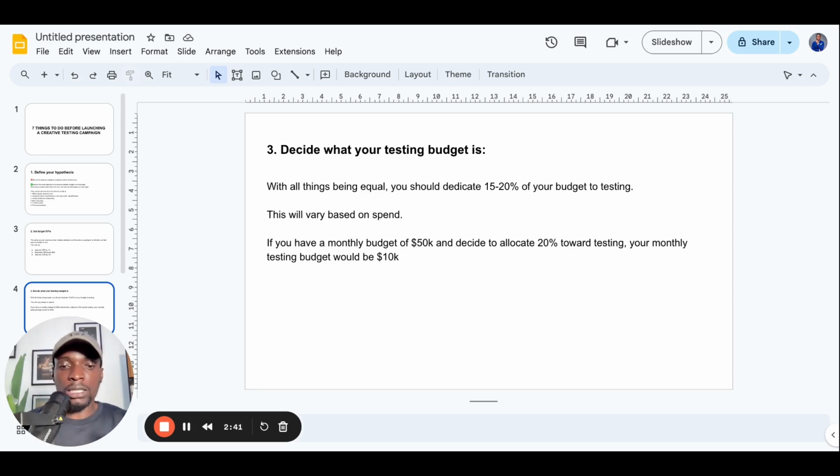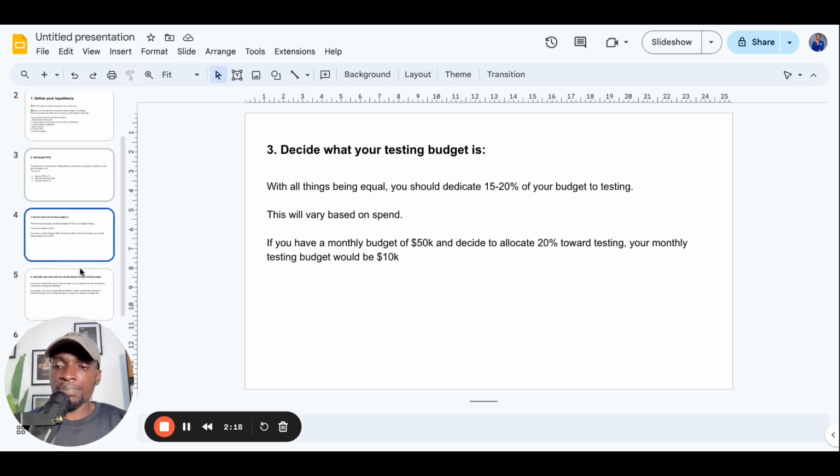Now, of course, as you grow, as you run ads, depending on your budget, this will vary. But say you have a monthly budget of about 50K, and then you're deciding to allocate 20% toward testing. It means that your monthly testing budget would be about 10K. And this would basically help you to analyze how many creatives you need to be testing. So we'll look at a couple of things also as we go in the mix.